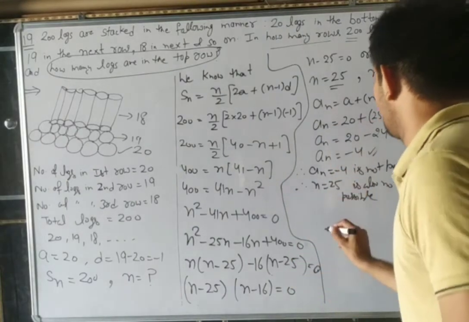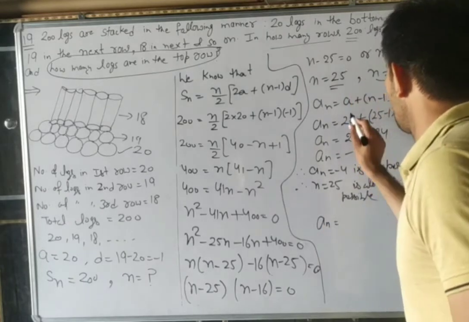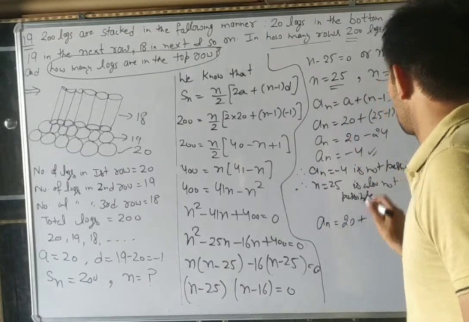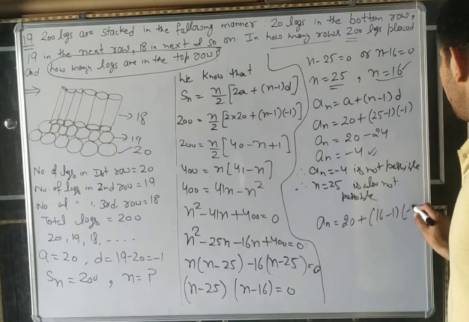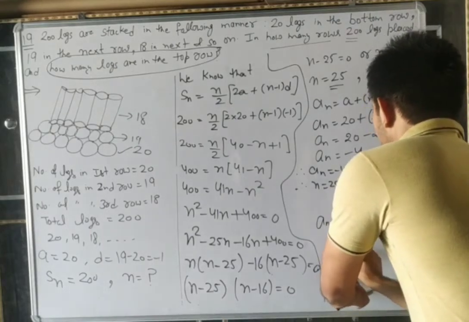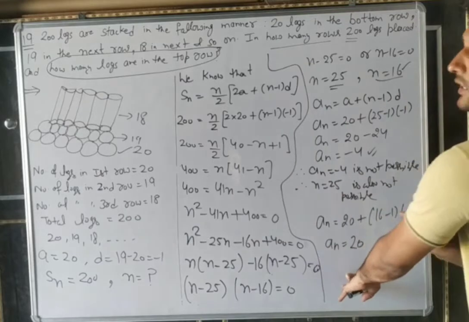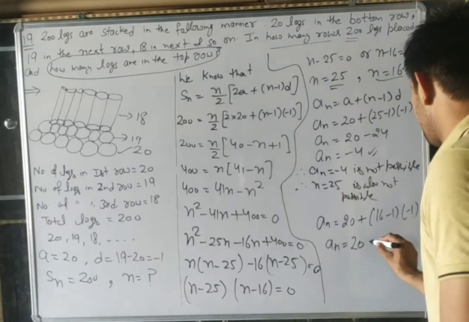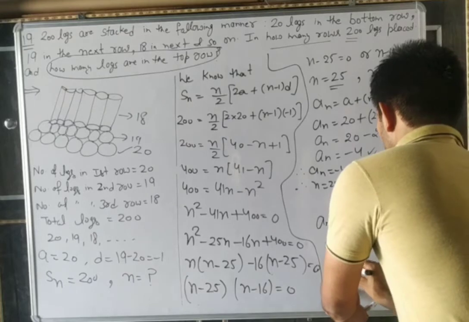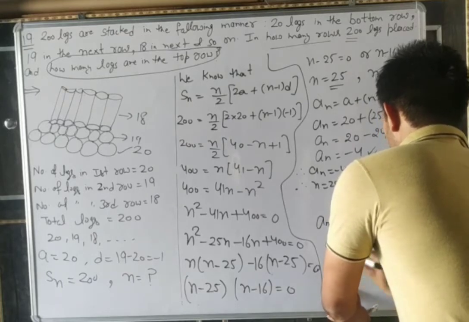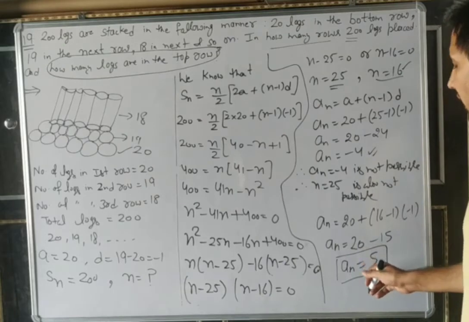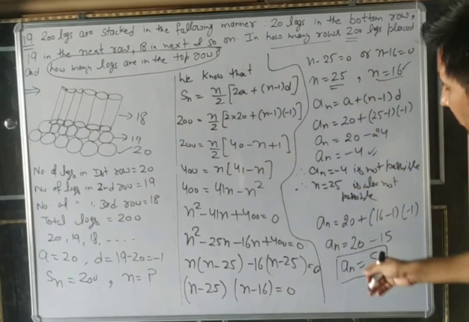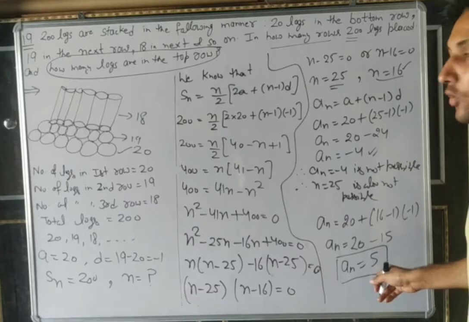So now we will write aₙ = 20 + (16 − 1) × d, where d is −1. aₙ = 20 + 15 × (−1), which is −15. So aₙ equals how much? aₙ is 5. So how many logs are in the 16th row? 5. Understand?